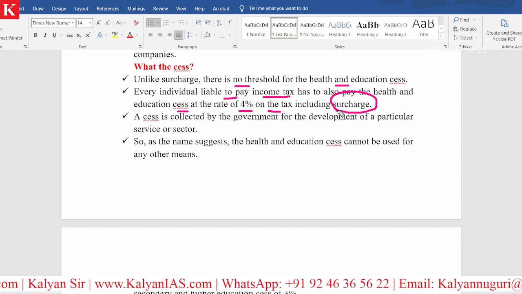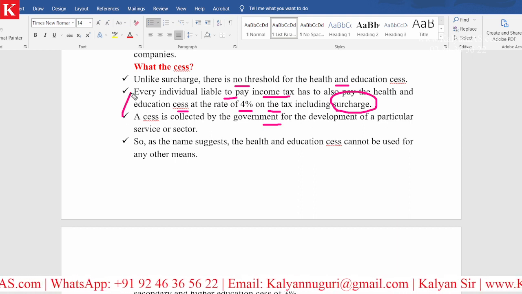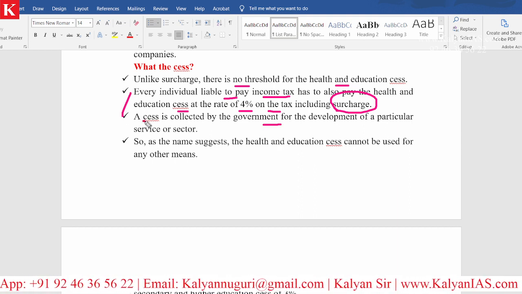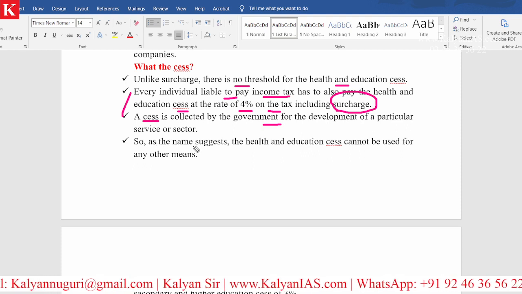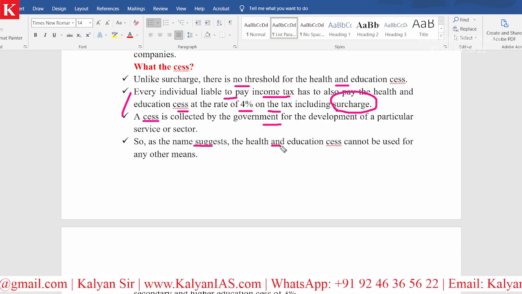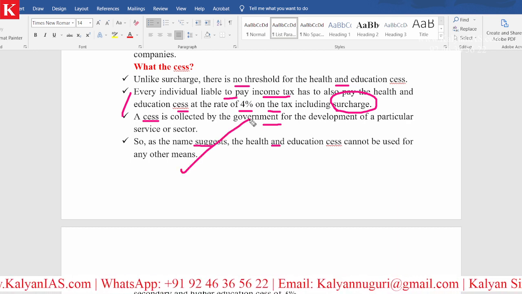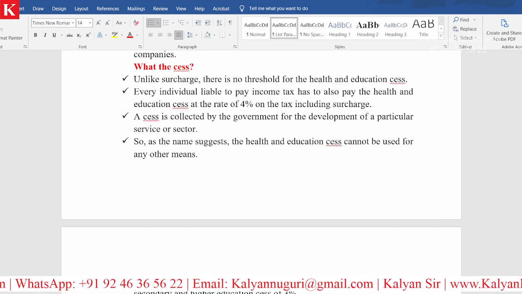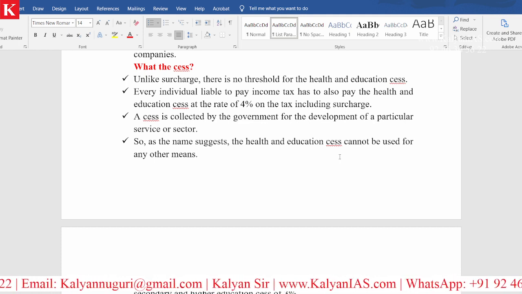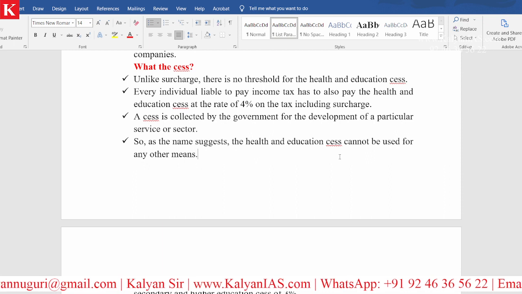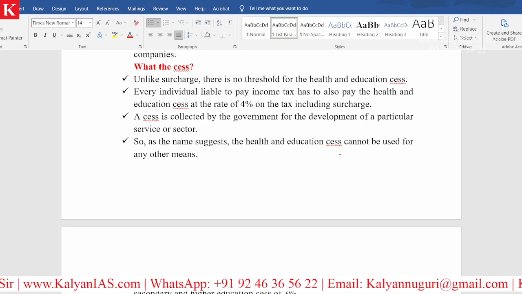Extra amount of 4%. And whoever is not paying surcharge is also charged the 4% cess. Cess is collected by the government for the development of a particular service or sector, meaning the purpose is very clear. Clear? So, as the name suggests, health and education cess cannot be used for any other means. If the government is collecting income in the form of cess for the purpose of education, that money must be utilized only for the purpose for which it has been paid by the concerned persons.